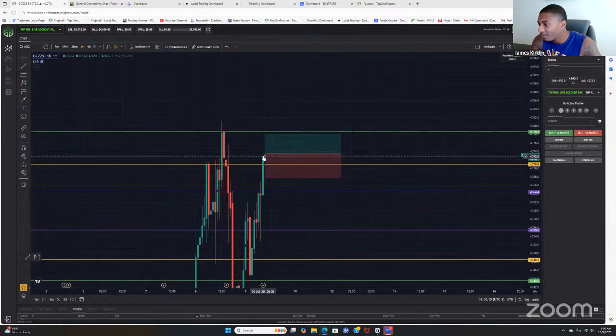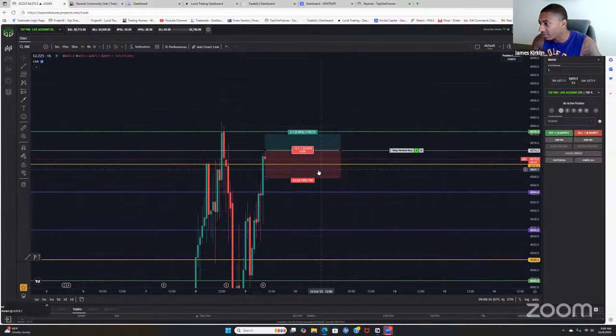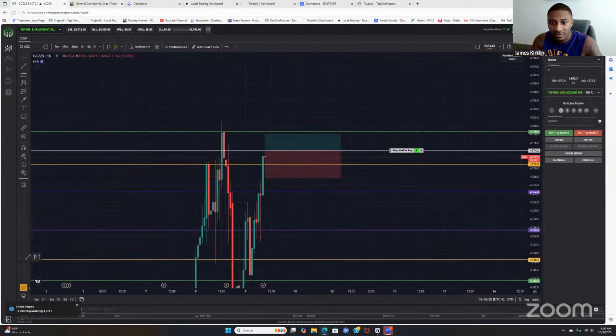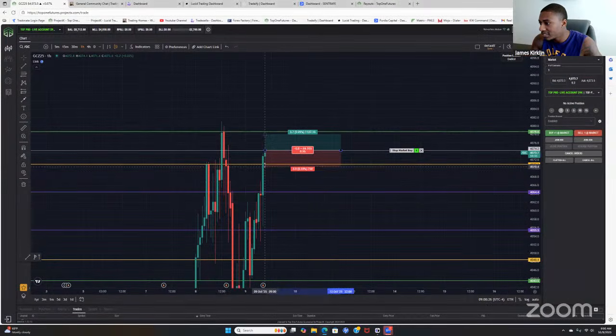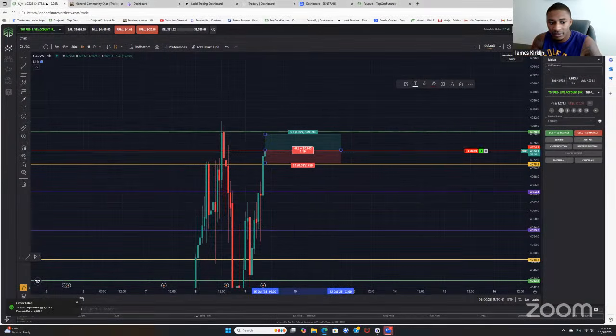So now I need a bottom wick coming down to retest this area. If it does, I'll have a buy stop on the break of that high right there. Ooh, I gotta go. All right, 40.74. I'm only using this low as my stop. Filled.